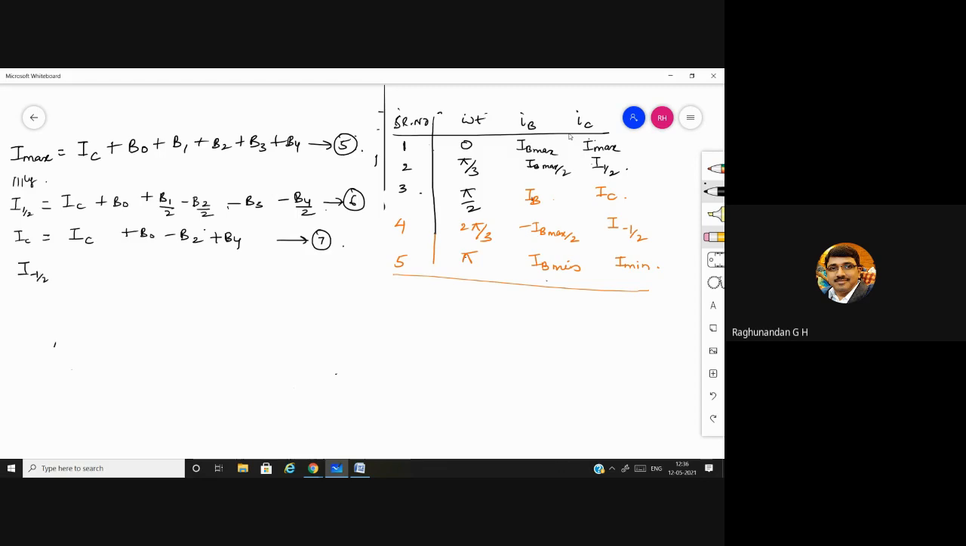I minus half is equal to IC plus B0 minus B1 by 2 plus B2, this is also minus B2 by 2 plus B3 plus B4 by 2. Take this as equation number 8. And the last one, I min is equal to IC plus B0 minus B1 plus B2 minus B3 plus B4. So take this as equation number 9.